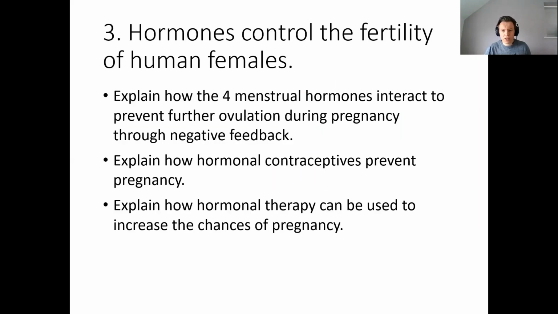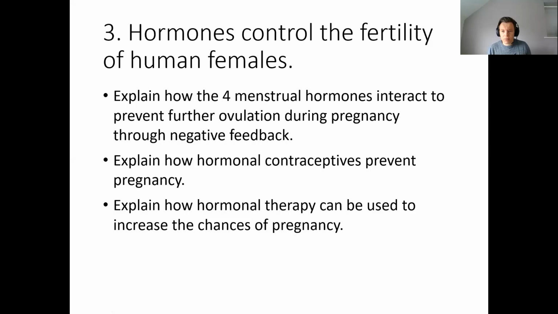Again, pausing the video to have a read. Okay, so there will be other big questions that go with this, but these are the general ones that I think are really important within this idea. How those 4 menstrual hormones interact in terms of preventing further pregnancy. So once the female is pregnant, how do we prevent multiple pregnancies occurring? And then the application of that in terms of hormonal contraceptives and hormonal fertility therapy as well.